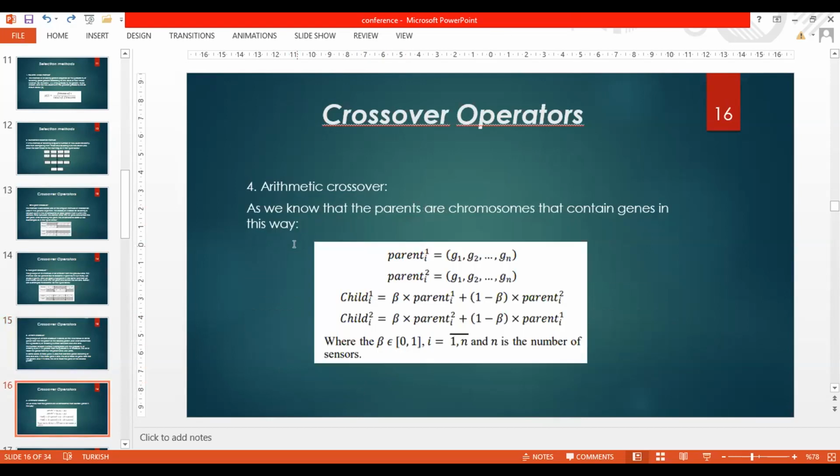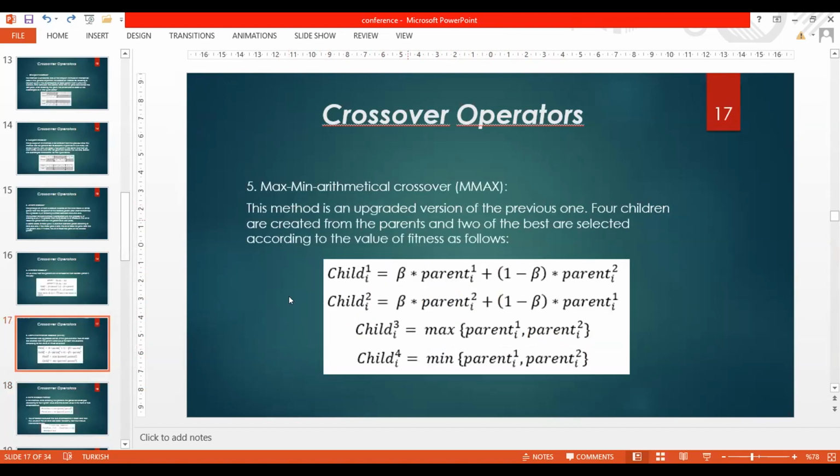Arithmetic crossover. As we know, the parents are chromosomes that contain genes in this way, parent 1 and parent 2 have genes. Child 1 and child 2, in this formula: beta times parent 1, the first parent, plus 1 minus beta times parent 2. And the same thing in child 2, where beta is between 0 and 1. Here i is from 1 to n, where n is the number of sensors.